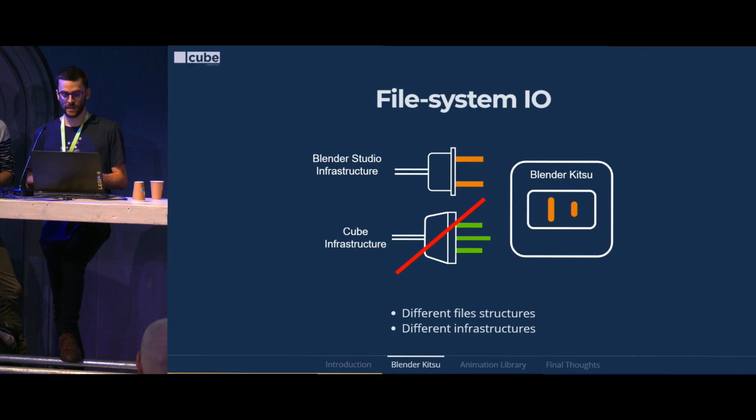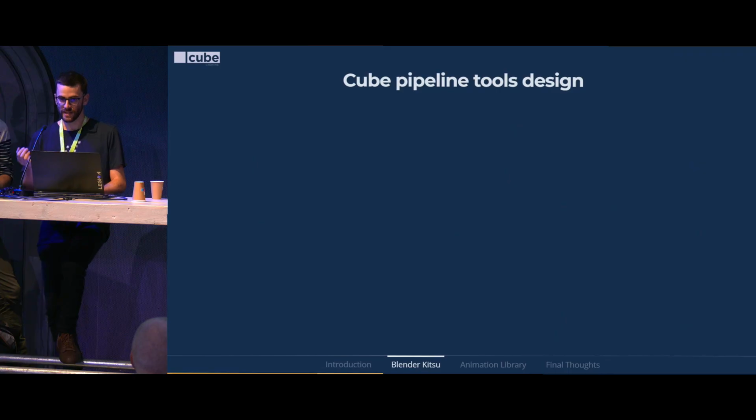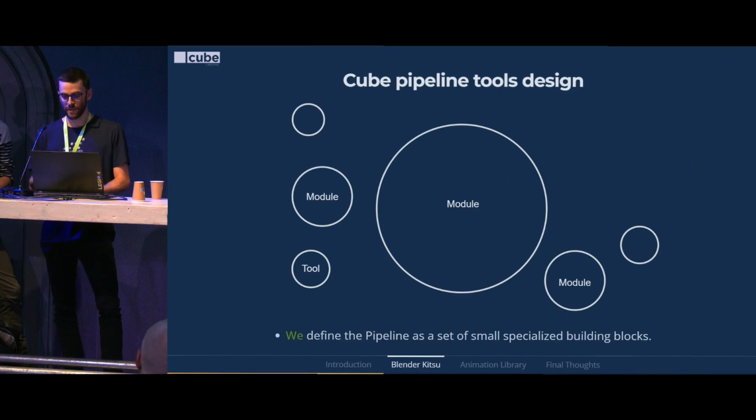and see how we handle infrastructure-dependent issues in the Cube's pipeline core design. At Cube Creative, we try to define the pipeline as small reusable building blocks. Ultimately, those building blocks depend on each other.